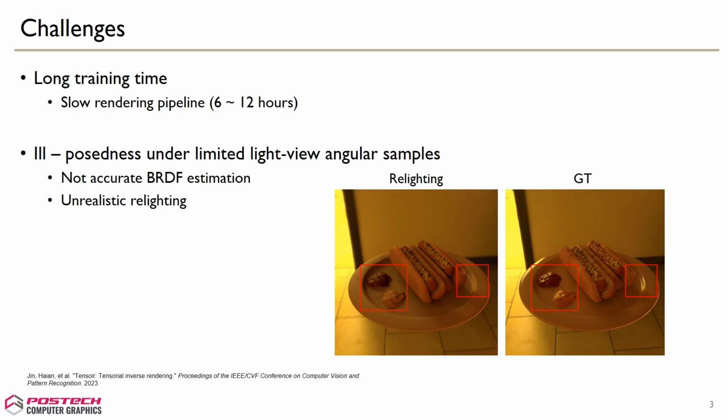There are many challenges with previous inverse rendering methods. First, NeRF-based methods suffer from long training times due to volumetric ray marching, often taking over 6 hours. Another challenge is the ill-posedness of limited light-view angular samples. Accurate BRDF reconstruction necessitates sufficient light angular samples for realistic relighting. Previous works typically use images captured under fixed environment lighting, leading to inaccurate reflectance reconstruction.